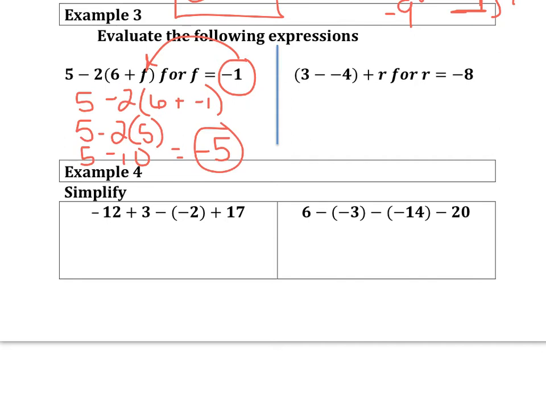In this next expression, we're evaluating for r when r equals negative 8, and the expression is 3 minus negative 4 plus r. So that negative 8 will go in anywhere that we see an r.